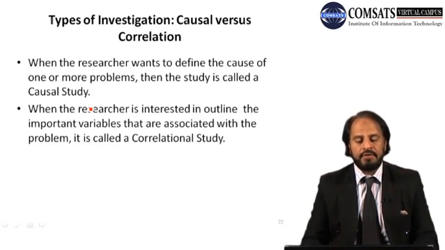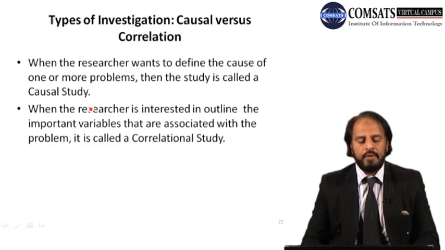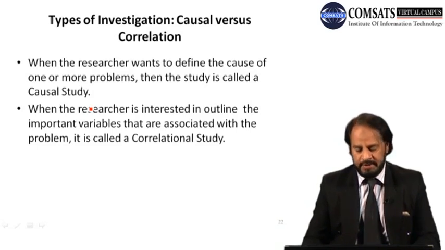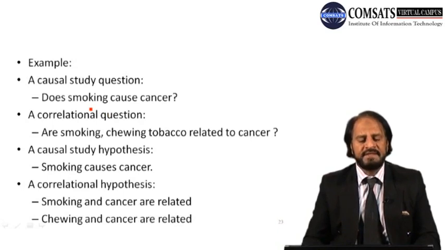One is termed the causal versus the correlational studies. When the researcher wants to define the cause of one or more problems, then the study is called causal. If you're trying to find out the cause of a problem specifically, categorically, then we say it's a causal study. And when the researcher is interested in outlining the important variables that are associated with or linked with the problem, then we say it's a correlational study. Elaborating, a causal study question could be, does smoking cause cancer? A correlation question could be, are smoking, chewing, tobacco related to cancer?